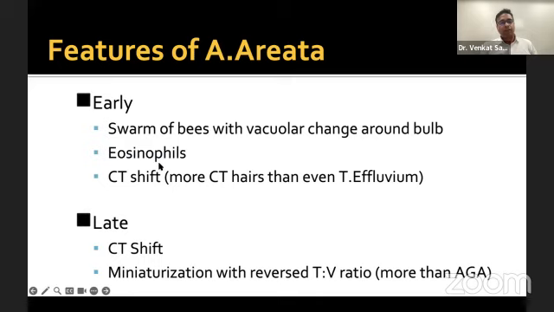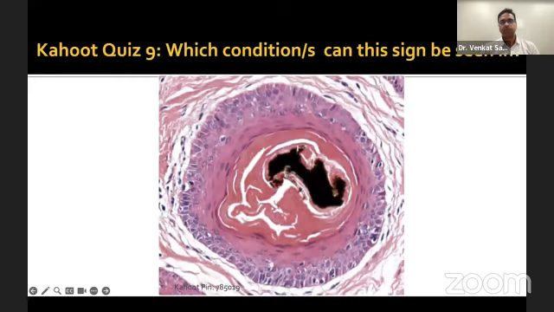Even in the early phases, as I told you, because the bulb is destroyed, the follicle starts to recede, and then the anagen follicle starts to transform into catagen or telogen. In the late phases, you may not see any inflammation at all. All you're seeing is CT shift and miniaturization of the hair follicles.